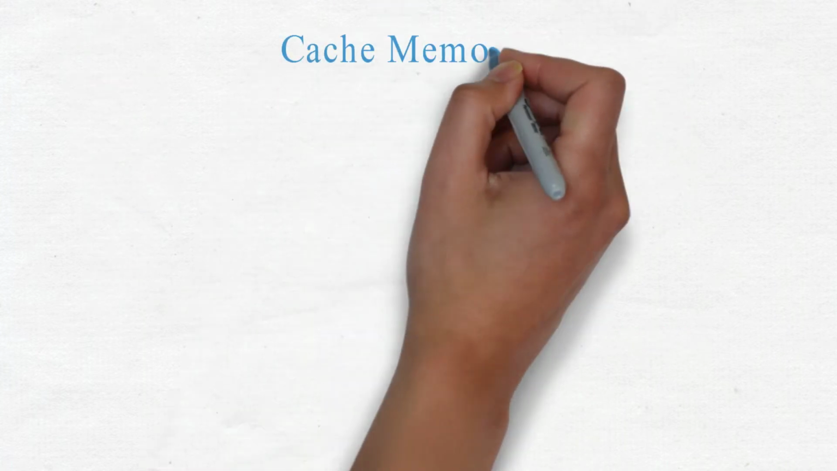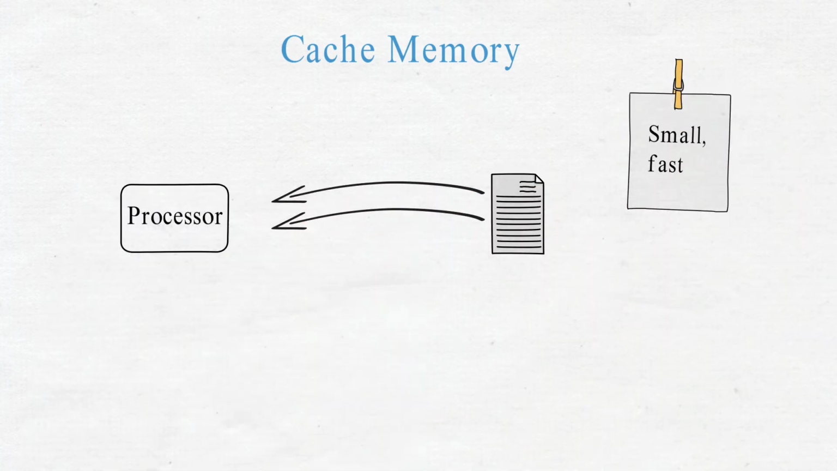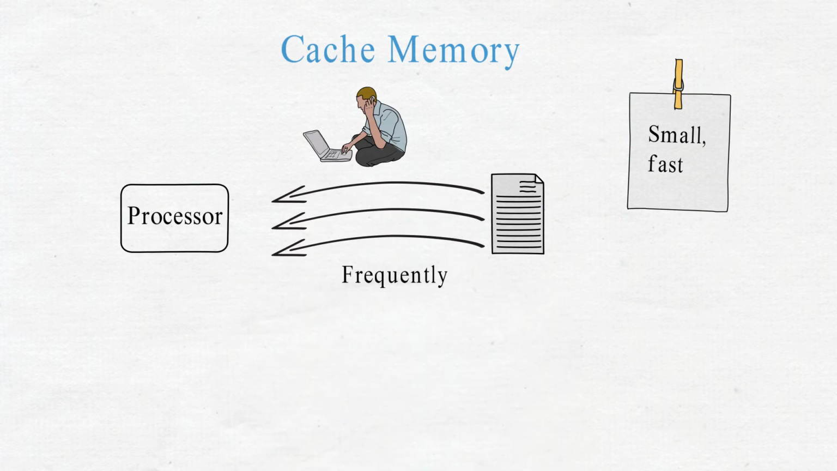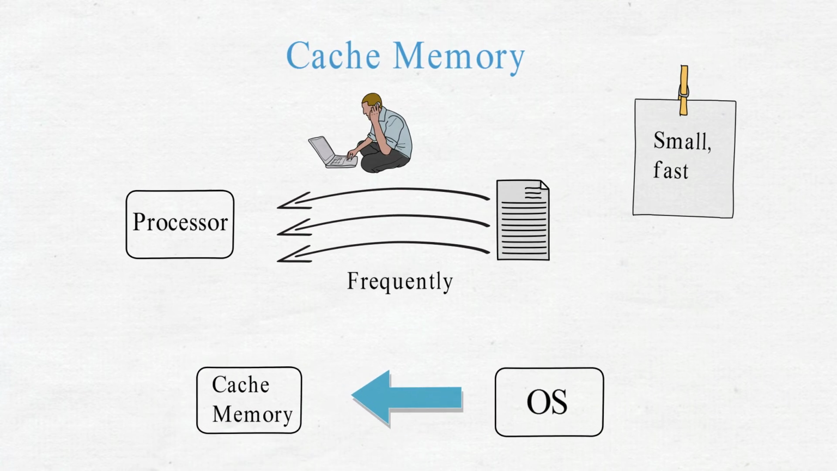Cache memory is a small size memory. It is used to store the data which is most frequently used by the processor. The operating system transfers the frequent data into the cache memory to reduce access time.